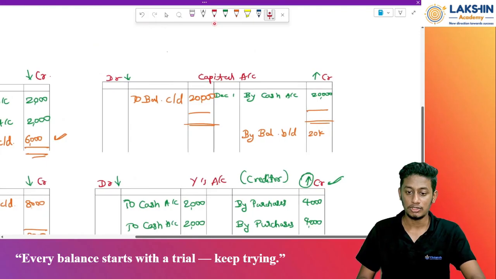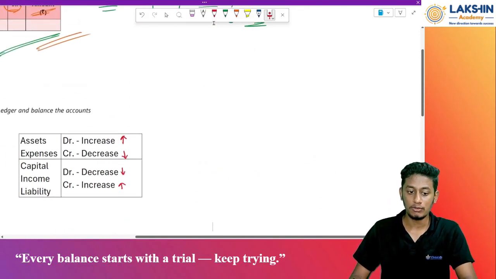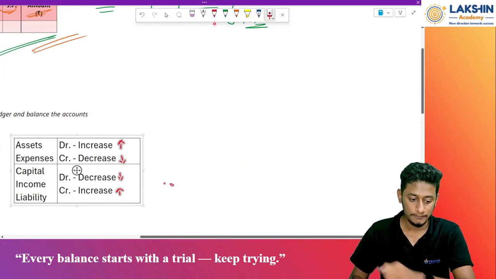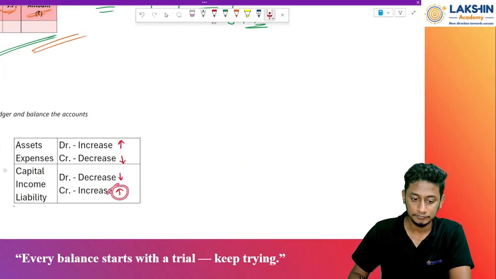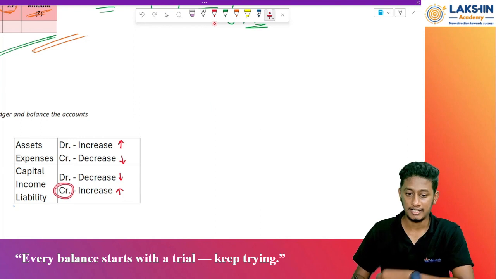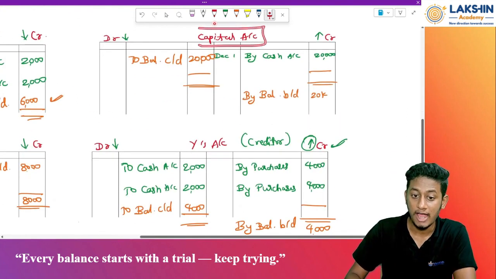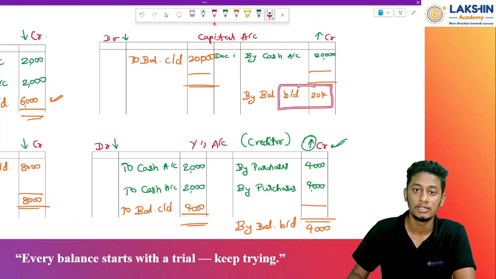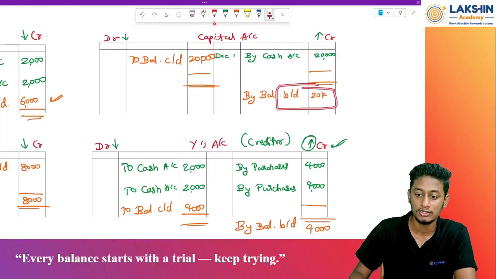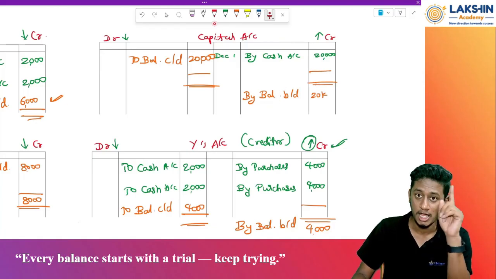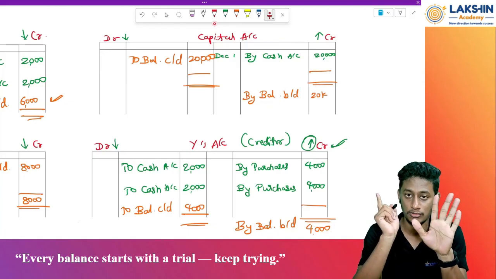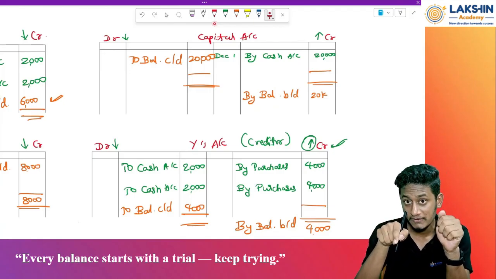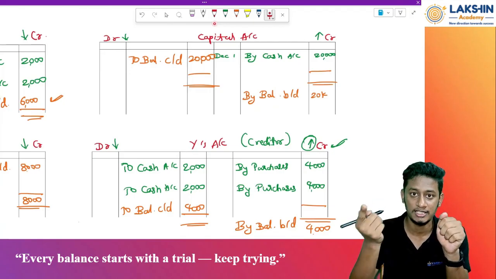Now, let us go to the capital account. As per the rule, where is the increase? On the credit side, right? So what kind of balance will the capital account have? A credit balance. So prove it. See, the brought down balance has come on the credit side. This proves that the rule we studied before, the 5 heads rule, works here as well. Where will this part be important? We will study it further, in the trial balance.